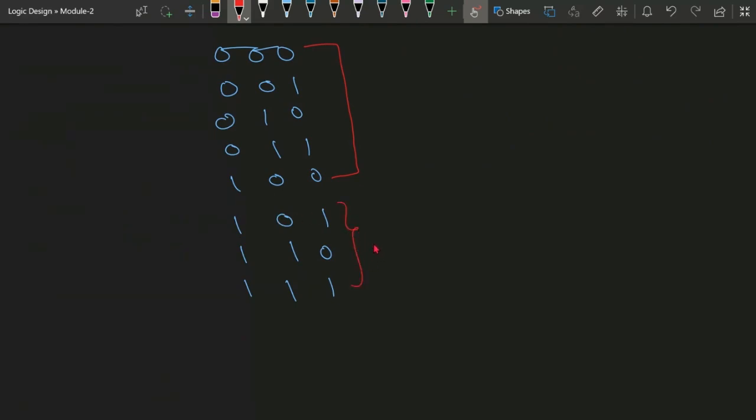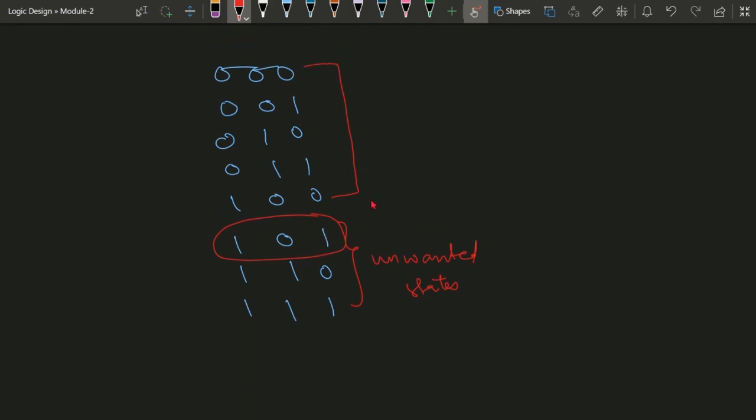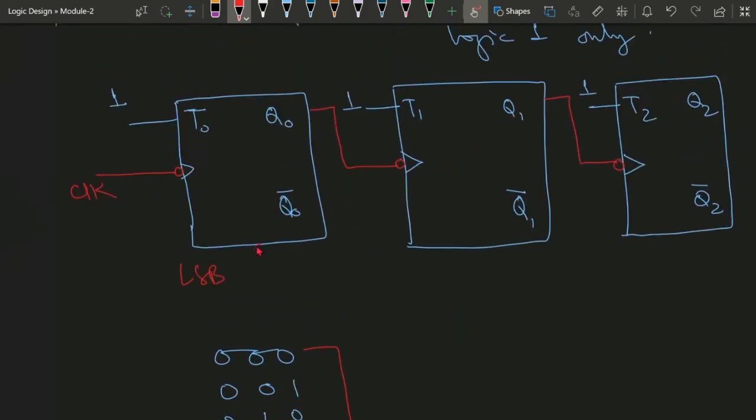This is like unwanted states. To remove these unwanted states, because after 4 the 5 will be coming out, as soon as 5 is going to be the next state, instead of 5 it should be 0, 0, 0. To make it 0, 0, 0, we will be using the clear pin here.